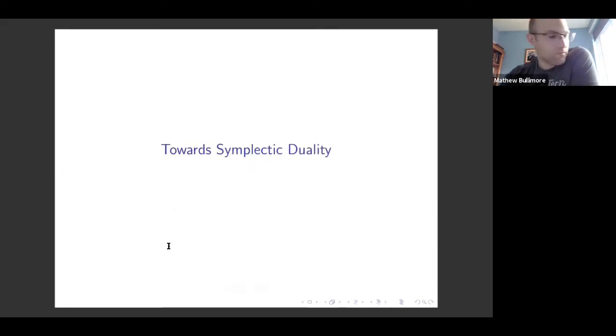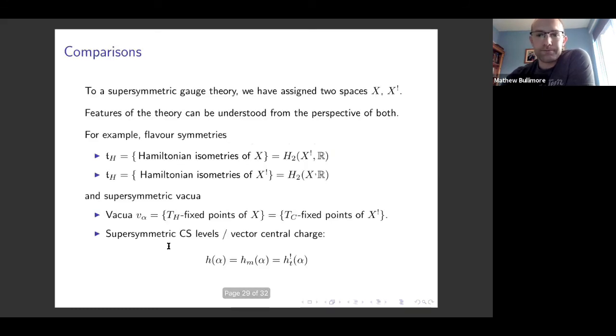Okay, so in the last 5 or 10 minutes, I want to talk about a couple of things, and this is really just to give you a hint of where things can go, active research directions, and what people might be working on in this field. So the first thing I'd like to talk about is symplectic duality.